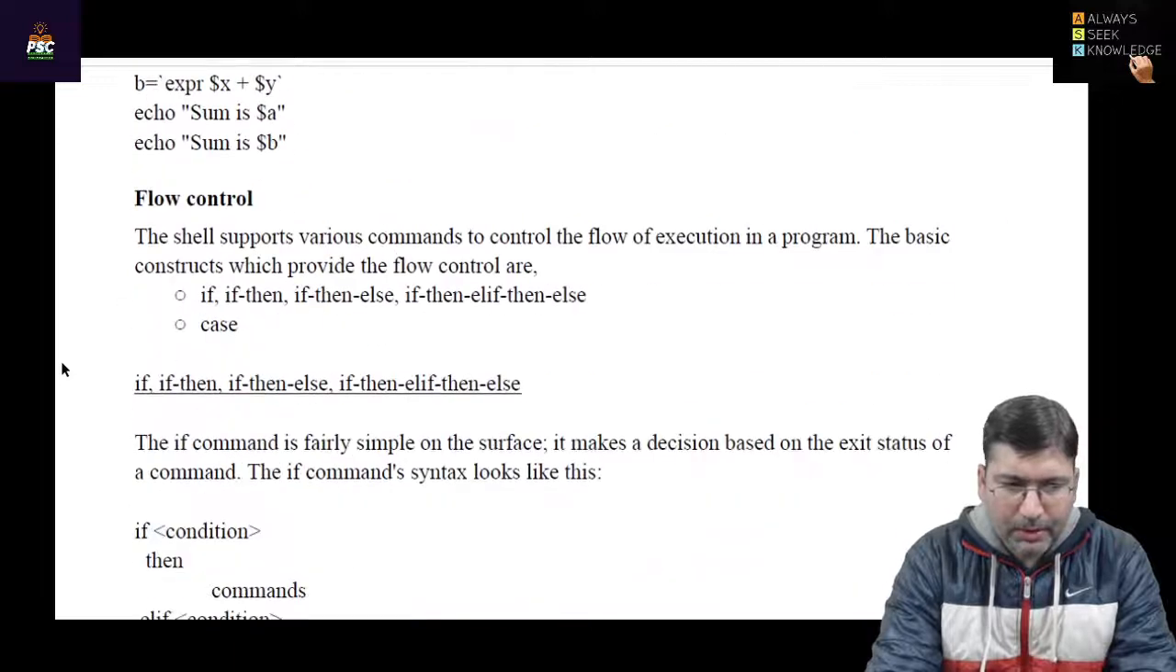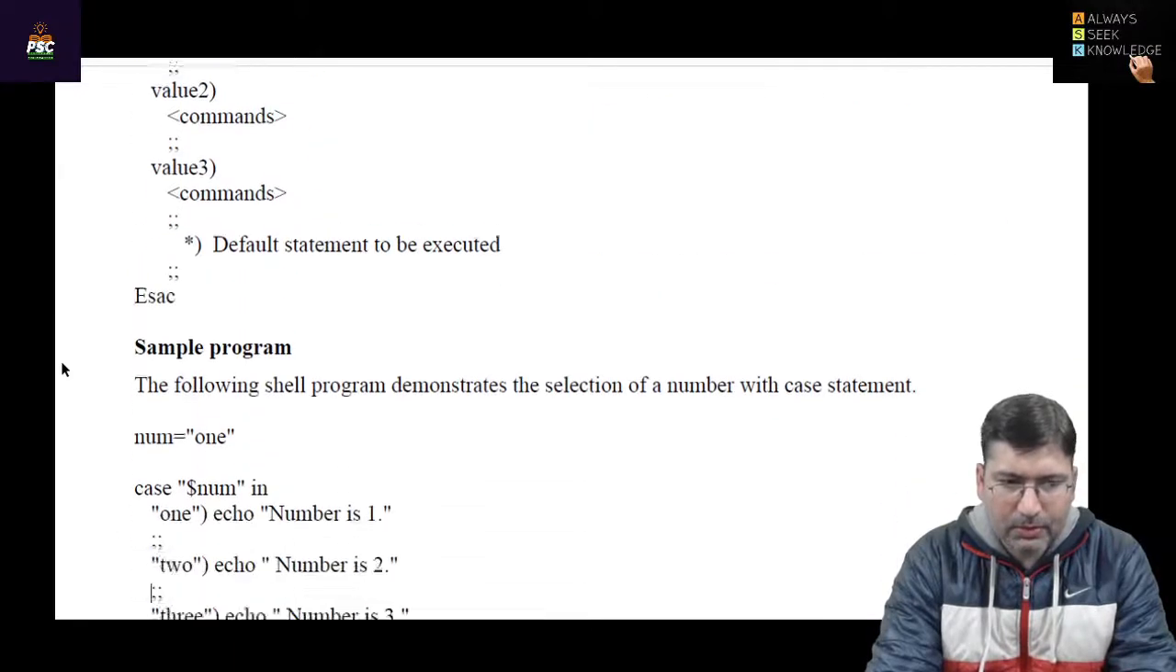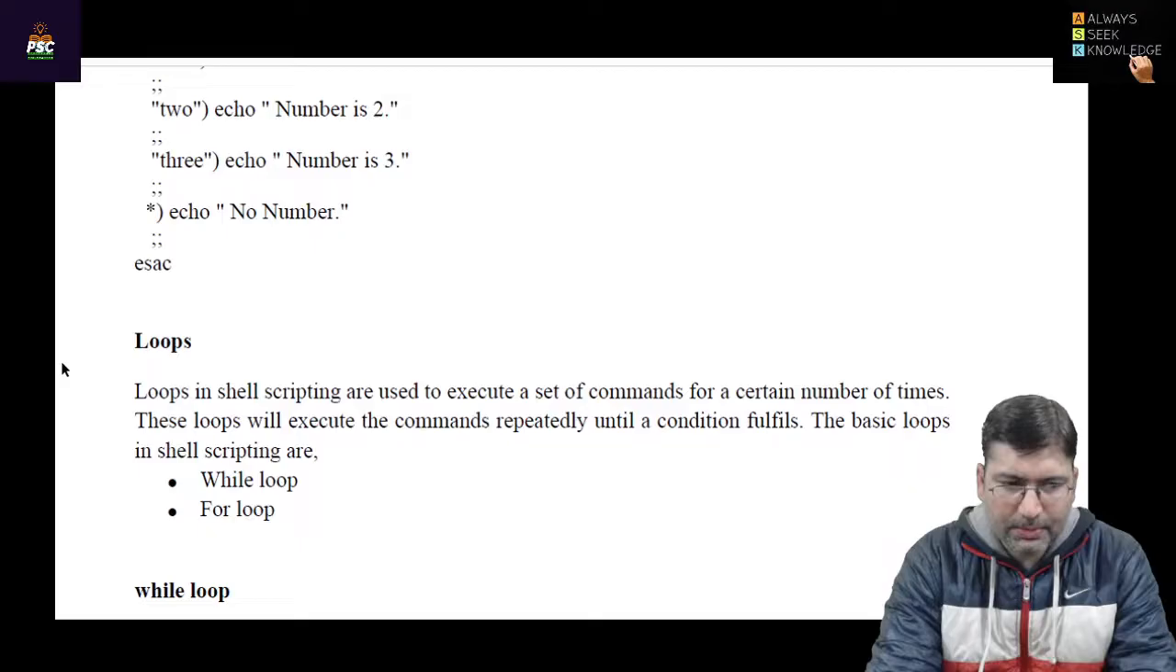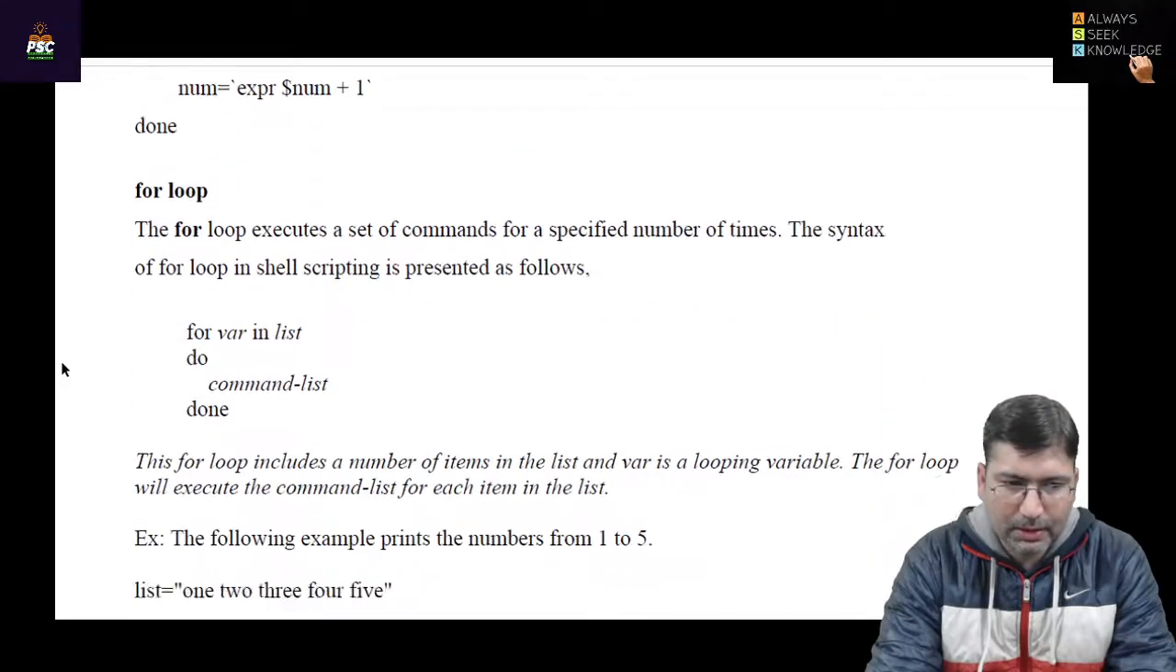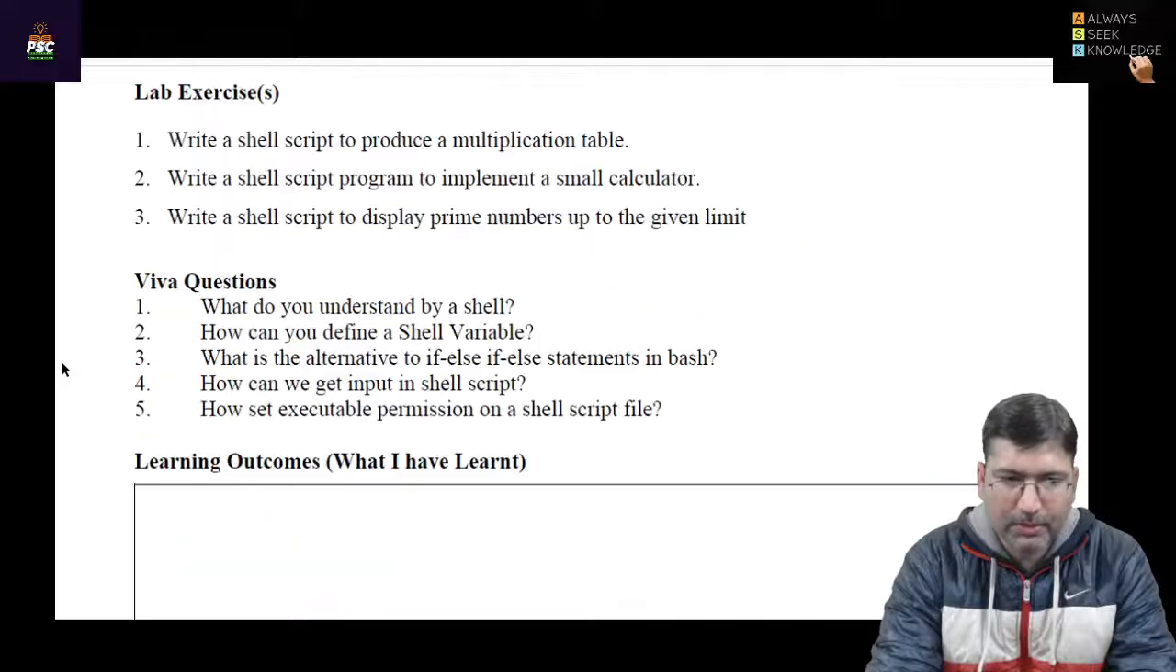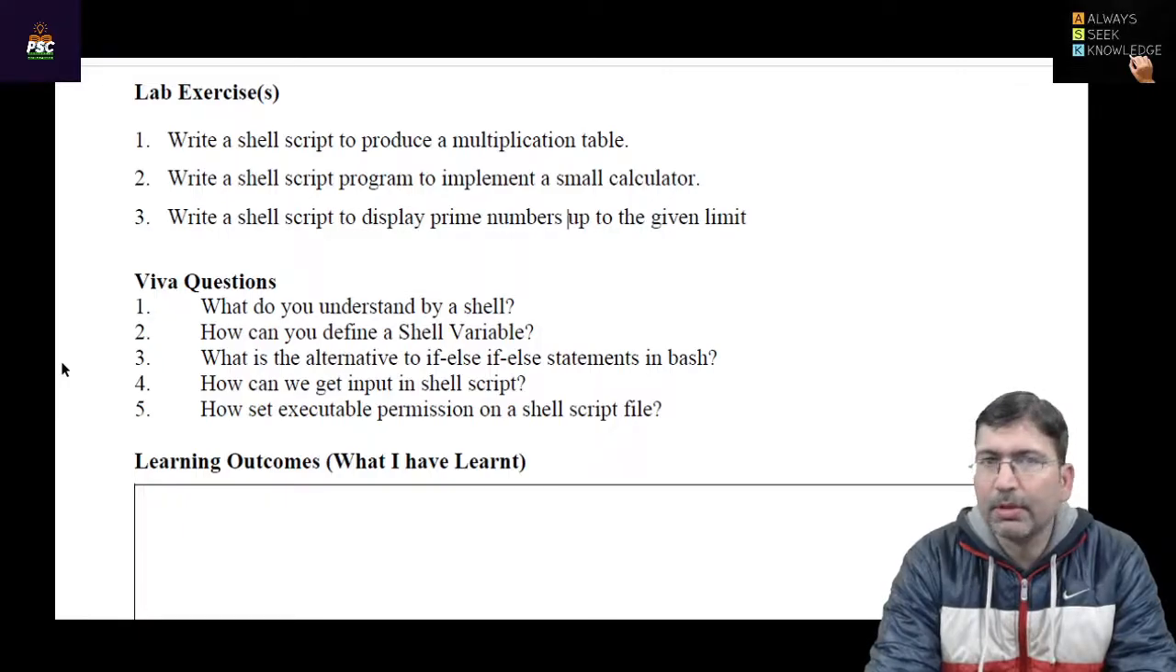These are very easy scripts which you are asked to write at the end of this particular experiment. You have to write a script to produce a multiplication table, write a shell script to implement a small calculator, and write a shell script to display the prime numbers up to a given limit.